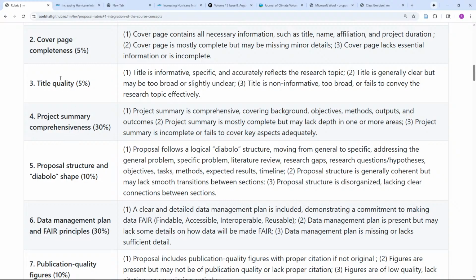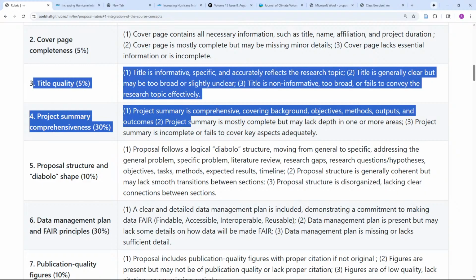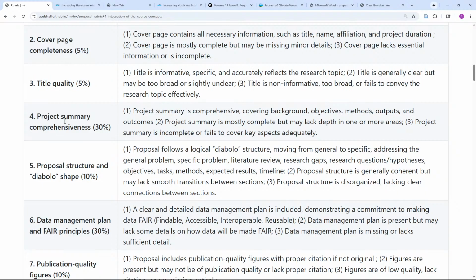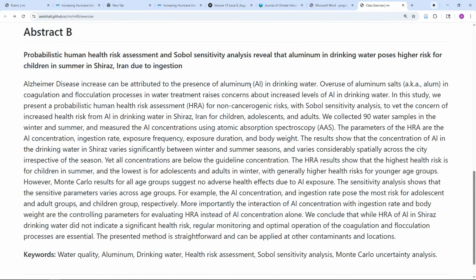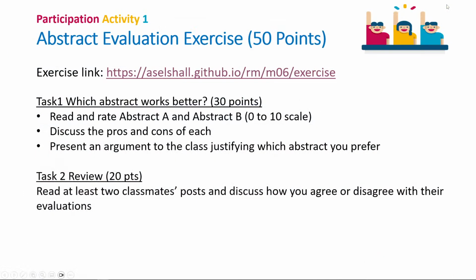So this is your rubric, and that's a good chance. Title quality and project summary comprehensiveness: the project summary is comprehensive, covering background, objective, method, outputs, and outcome. That's how you would be graded for the title quality and project summary. So for your exercise here, also evaluate the title and the proposal, both of them, and grade each one from 0 to 9, and then discuss the pros and cons of each abstract.